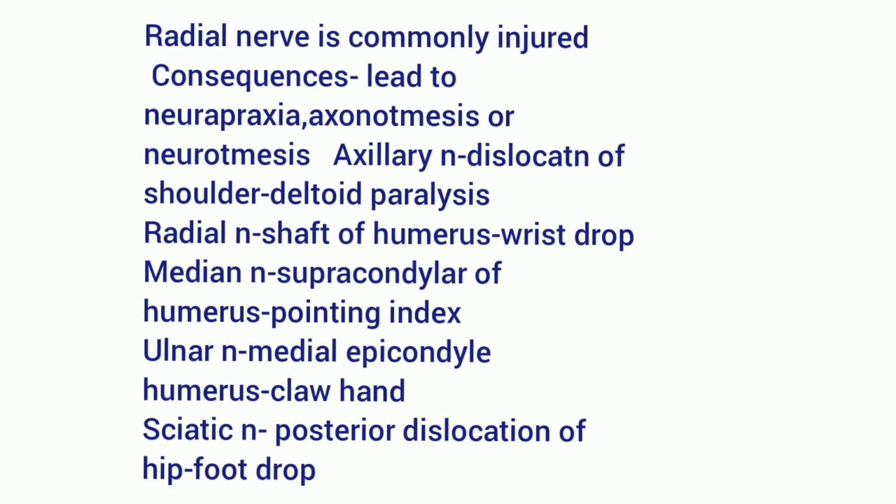Consequences lead to neurapraxia or neurotmesis. Axillary nerve: dislocation of the shoulder, deltoid paralysis. Radial nerve: shaft of humerus, wrist drop. Median nerve: supracondylar fracture of humerus, leading to a pointing index. Ulnar nerve damage: medial epicondyle of humerus, leads to a claw hand. Sciatic nerve: posterior dislocation of hip, leads to foot drop.